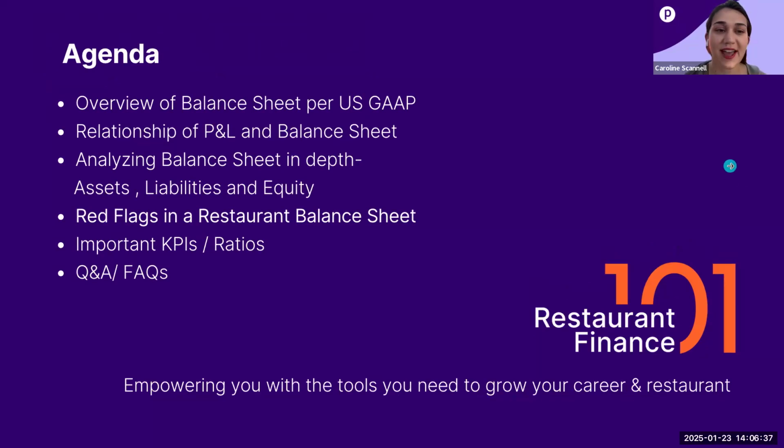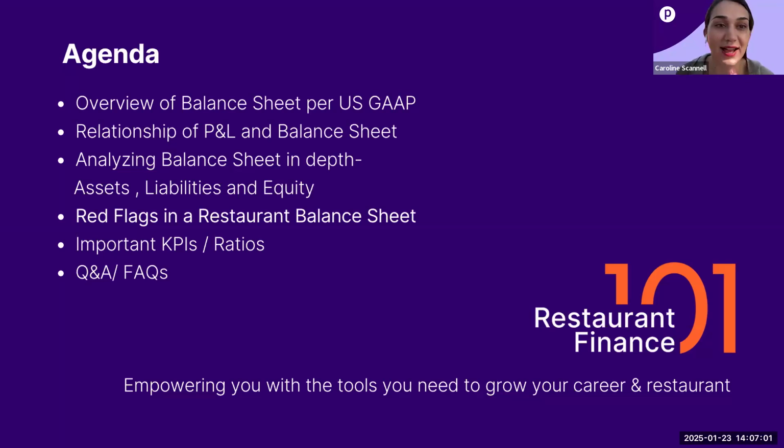So on the agenda today, we are going to first start off by talking about an overview of the balance sheet, especially as it relates to GAAP practices. Then we'll talk about the relationship between the P&L and the balance sheet. And then we're going to actually analyze a balance sheet in depth with you all, discuss further about assets, liabilities, and equity, give you some pro tips about analysis for each section.